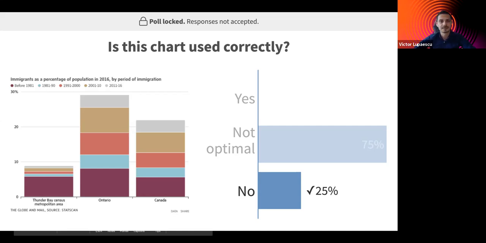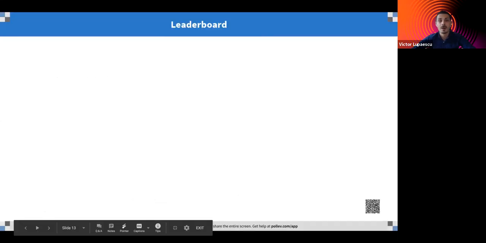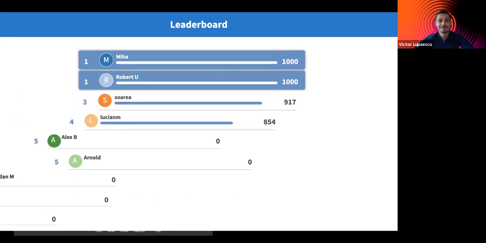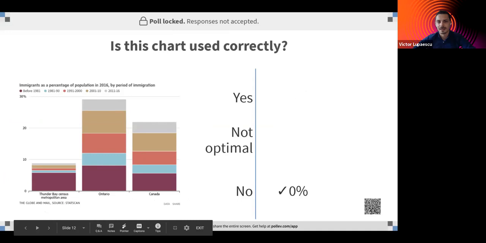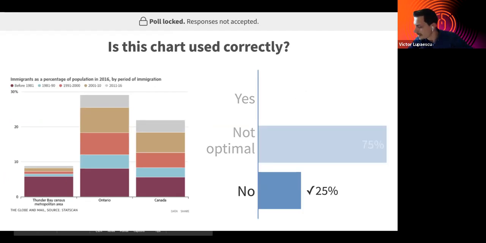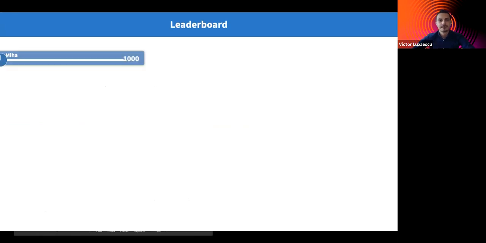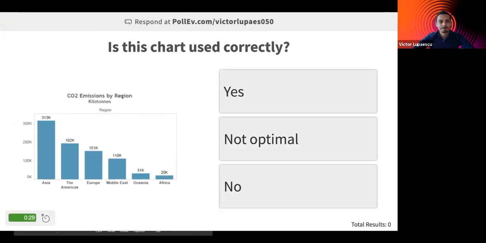We'll go to the next question. Oh, and we also have a leaderboard in the meanwhile. So Miha and Robert managed to answer correctly and really fast. Suara and Lucian managed to answer correctly, but a little bit slower. Let me come back because I forgot to note. Okay, so it's 25% correctly. Okay. Next one.